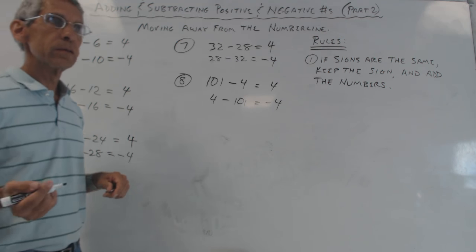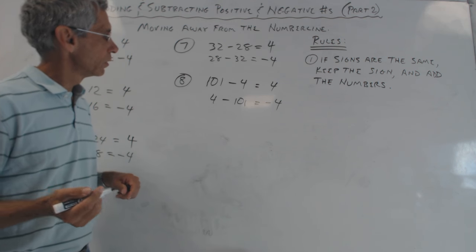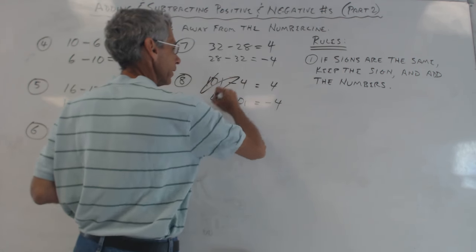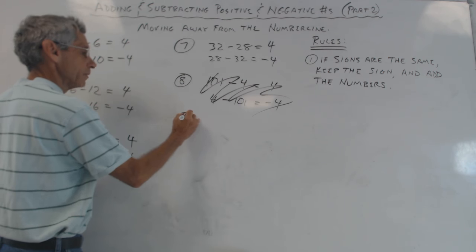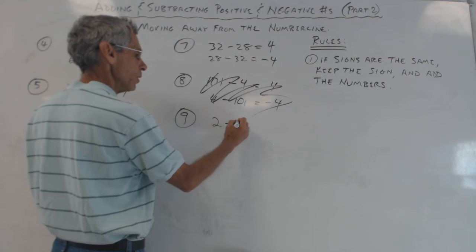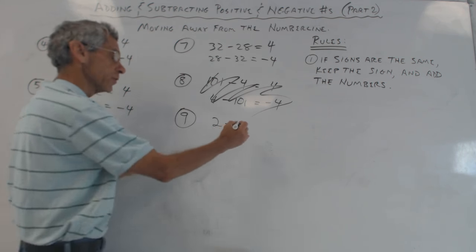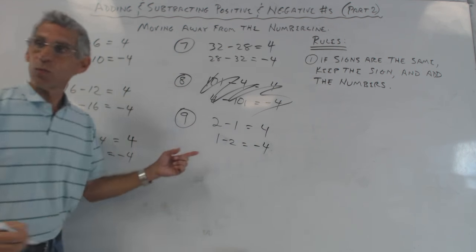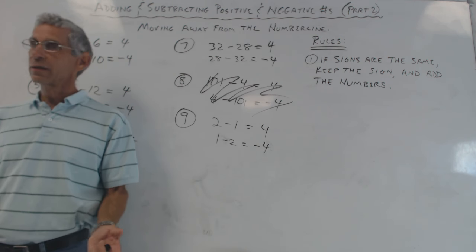The calculator proved you wrong. 101 minus 4 is 97. All right, wait a minute. Blaze did something wrong there. So let's try something simple. 2 minus 1. We all know that's going to be 4. No. And 1 minus 2 is negative 4. Guys, just let him fail.